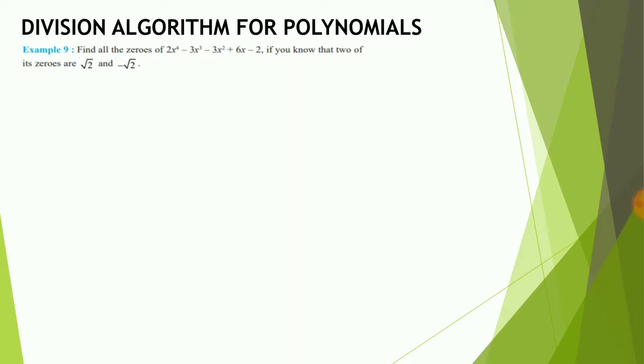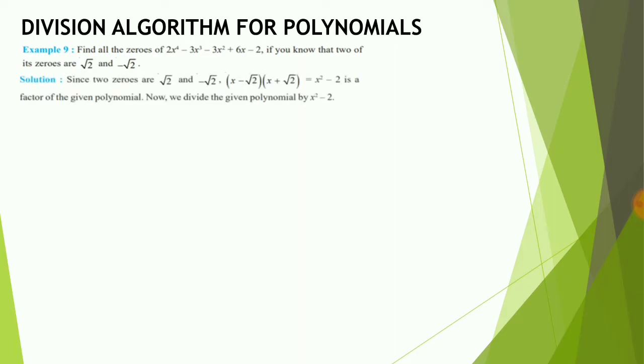Find all the zeros of 2x raised to the power of 4 minus 3x cube minus 3x square plus 6x minus 2 if you know that two of the zeros are root 2 and minus root 2. If we have that the zeros are root 2 and minus root 2, then x minus root 2 and x plus root 2 will be the factors. Therefore, the product of these factors will also be a factor of p(x). See, if 2 and 3 are the factors of some number, will 6 also be a factor or not? So, x square minus 2 is a factor of this polynomial.